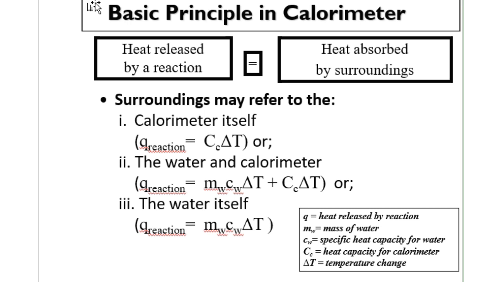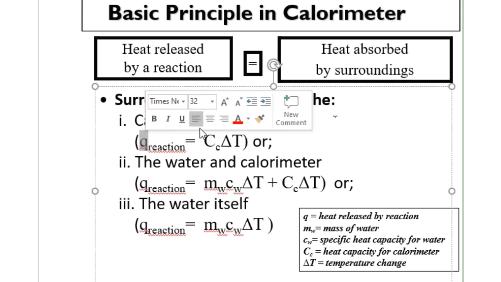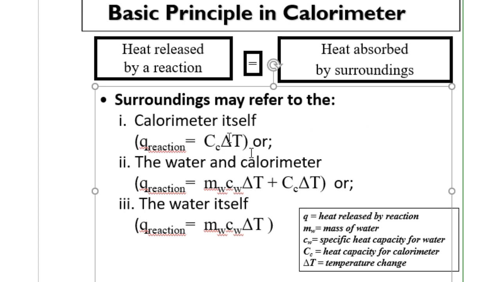After that, another important part is the basic principle in calorimetry. We must always remember that heat released by a reaction is equal to heat absorbed by the surroundings. There are a few formulas that we can apply to find the heat of the reaction. The heat is represented by the symbol Q. Q equals heat capacity times delta T, where delta T is the temperature difference, the final temperature minus the initial temperature. Or the heat might be absorbed by the water and calorimeter, and in this case Q equals mass of water times specific heat capacity of water times delta T, plus heat capacity of the calorimeter times delta T. Or if the heat is just absorbed by the solution, then it is mass of the water times the specific heat capacity of water times delta T.